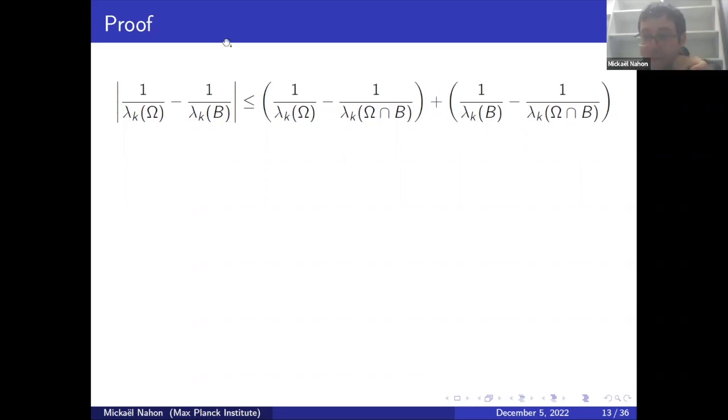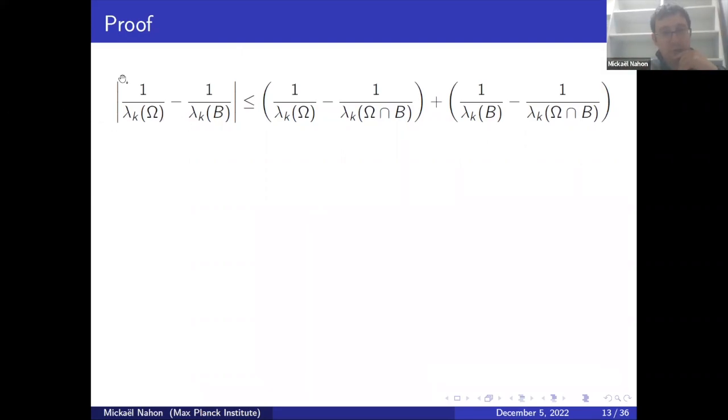I see a question in the chat. Did I tell what the set A is? Yes, sorry. A is the set of every open set of the same measure as the ball, so of measure pi in 2D, for example.